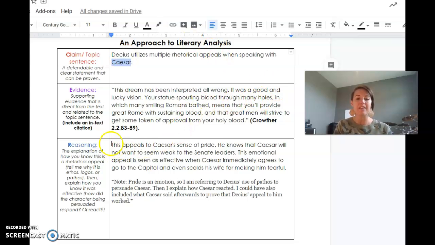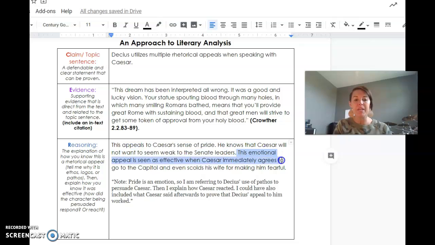So my reasoning says, this appeals to Caesar's sense of pride. He knows, so Decius, he knows that Caesar will not want to seem weak to the Senate leaders. This emotional appeal is seen as effective. So here's my explanation where I tell you how I know it's pathos. I know it's pathos because we're appealing to Caesar's pride. And then now I have to show how it's effective.